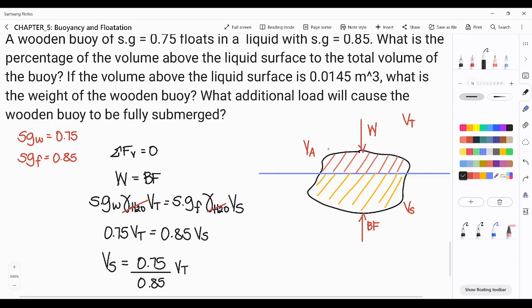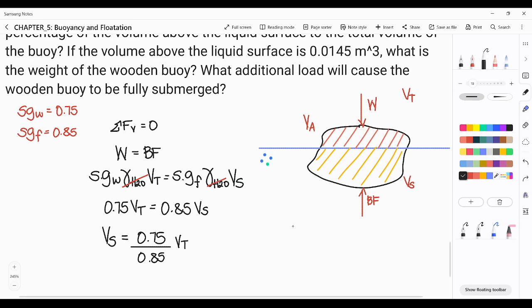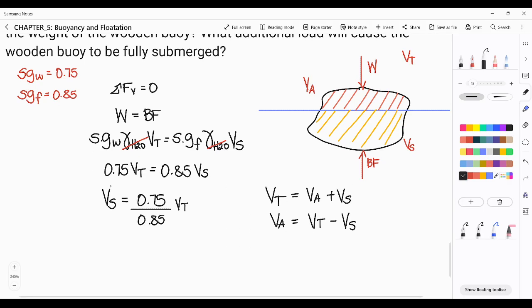So, paano natin makukuha yung volume above the liquid surface? We will simply subtract. Ito yung relationship kasi niya, guys. The total volume is equal to the volume above plus the volume submerged. And now, to get the volume above the liquid surface, we'll simply transpose mo lang yung V submerged sa kabila, that would be minus. So, nakuha na natin yung VS, volume submerged natin in terms of the total volume.